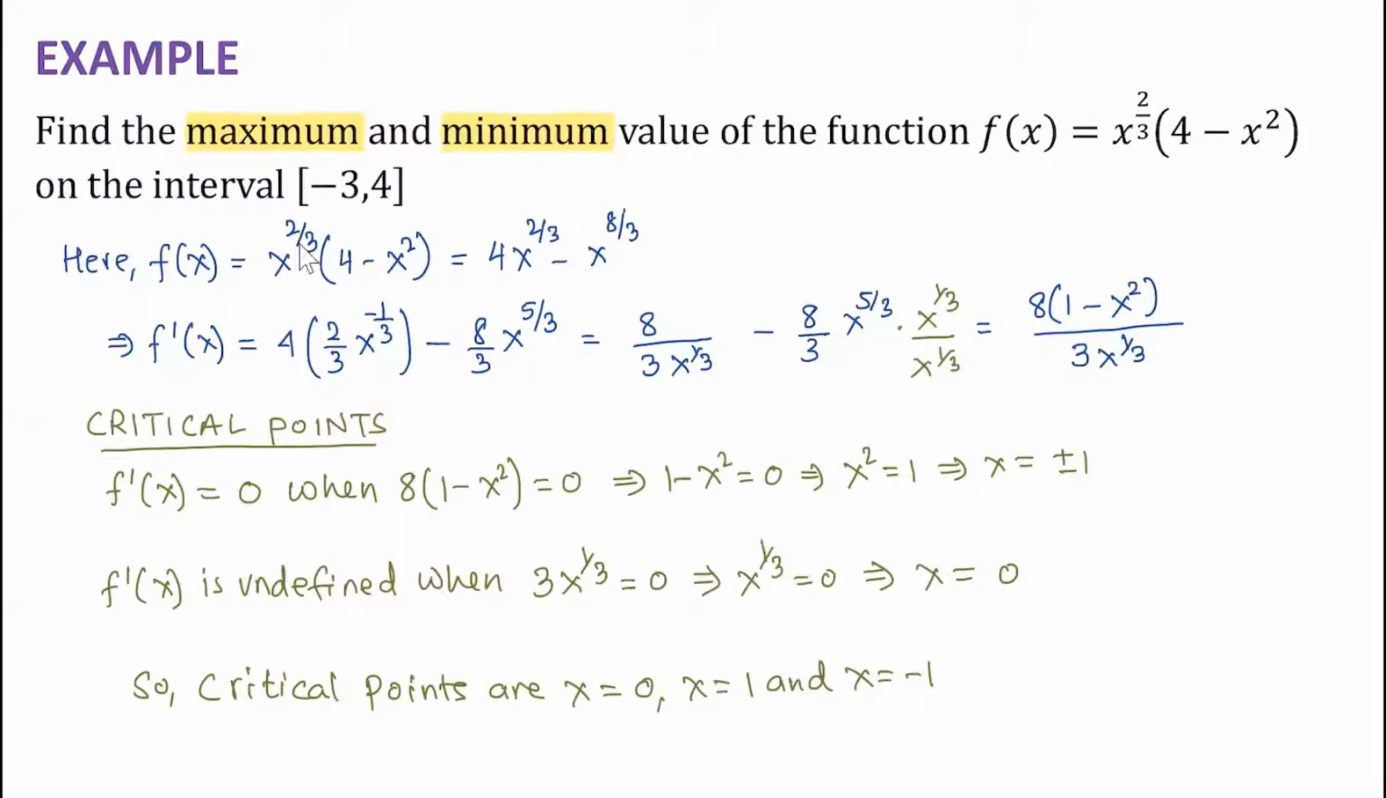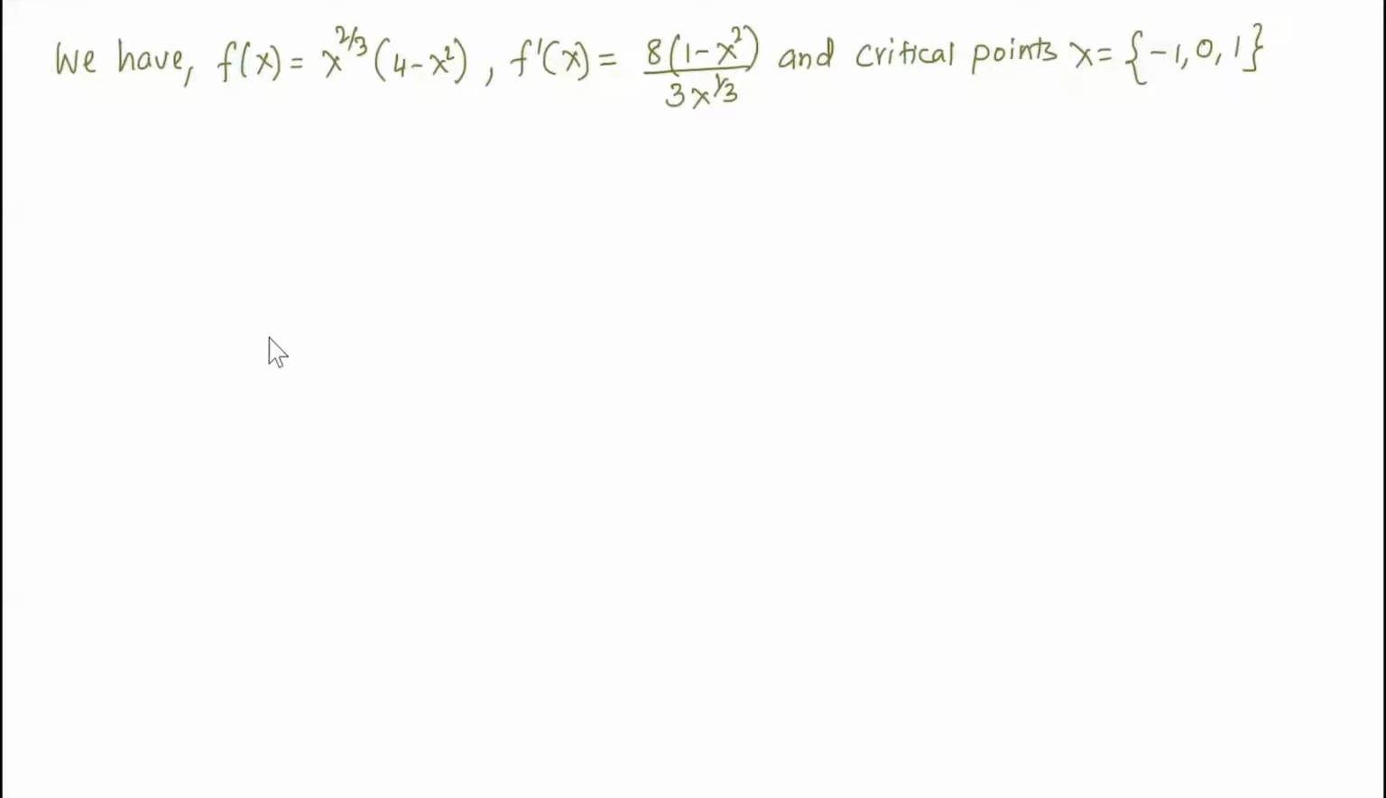So we got the first derivative. Using the first derivative, we got the critical points. We want to determine the maximum and minimum value. Now in next step, we have to determine the interval on which this function is increasing or decreasing. And after that, we'll be able to tell where we have maximum and where we have the minimum. So this is what we have so far. We have the function, we have the derivative, and we have the critical points.